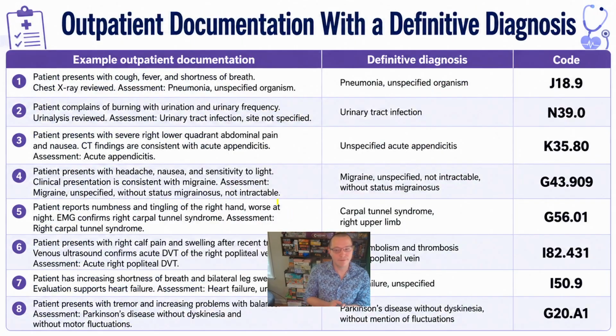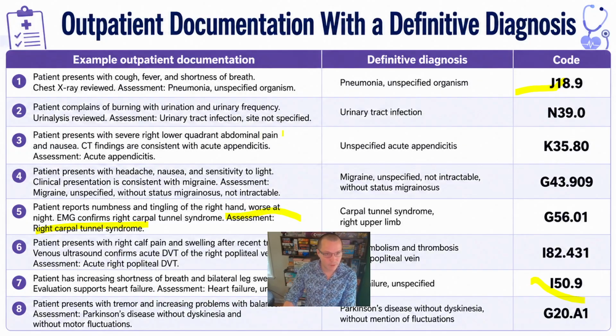So let's look at this on the flip side. Let's say we had better documentation. Patient presents with cough, fever, and shortness of breath. Chest x-ray reviewed. Assessment, pneumonia. Bam, we can code for it. Patient has increased shortness of breathing, bilateral leg swelling, evaluation supports heart failure, assessment heart failure. So basically, if the provider is clearly writing out what you think it is in definitive language, then we can code it.